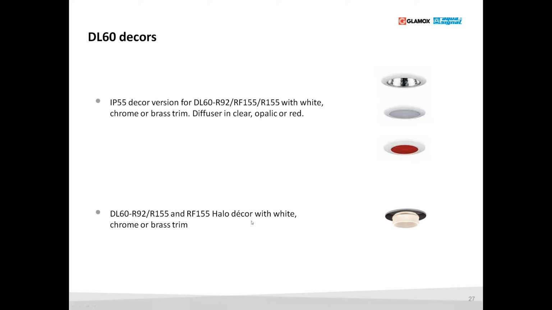Then we have also launched a new decor that is called the hollow decor with white, chrome or brass trim, as this one. This gives them more in the lounge areas and so forth. It gives a much more pleasant light. It's then you are speaking about the more design decor.